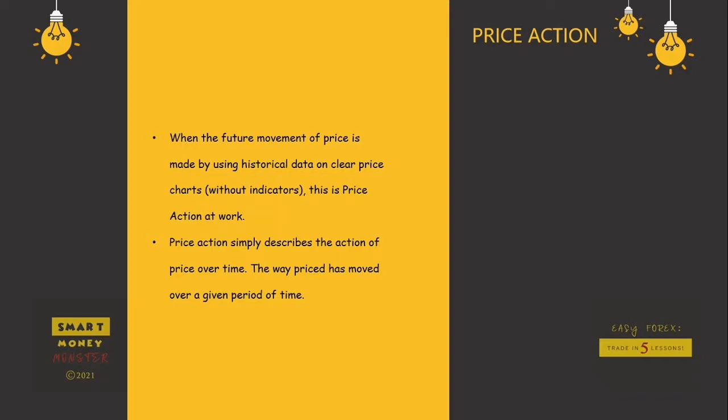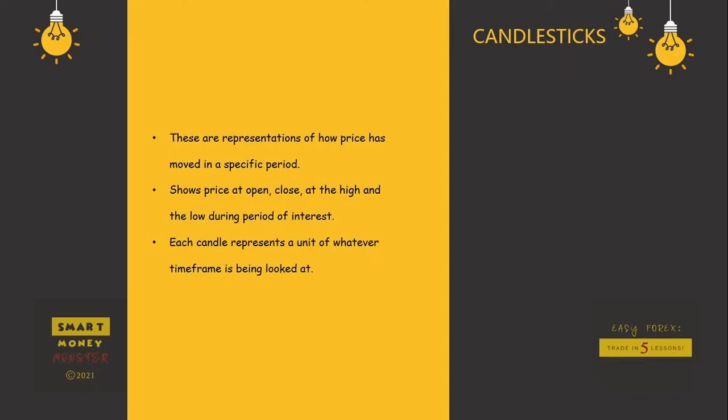Now, what is price action? What are indicators? Price action basically means predicting the future movement of price using historical data on clear price charts without indicators. This is price action at work. So price action simply describes the action of price over time. The way price has moved over a given period of time is price action.